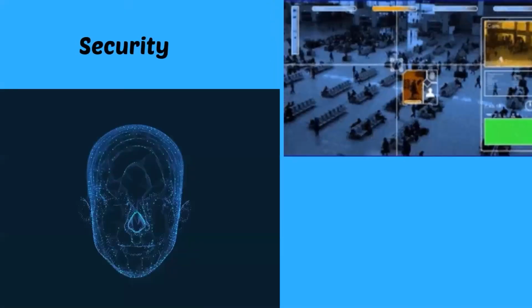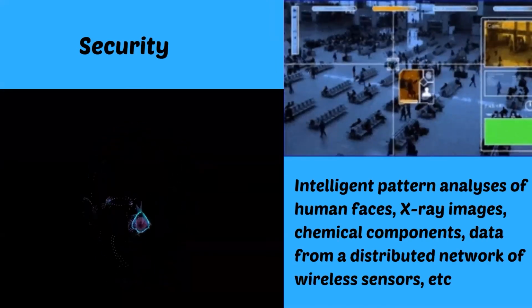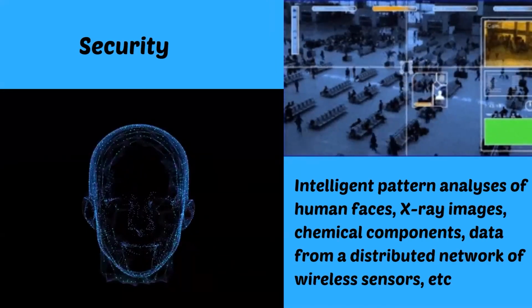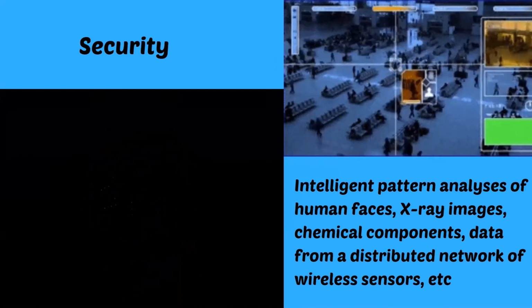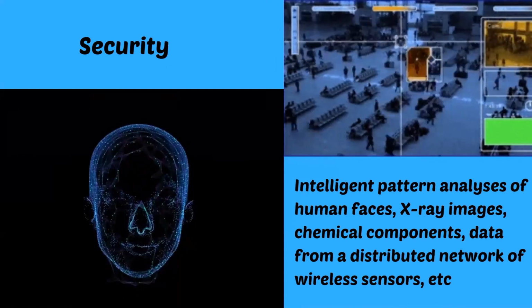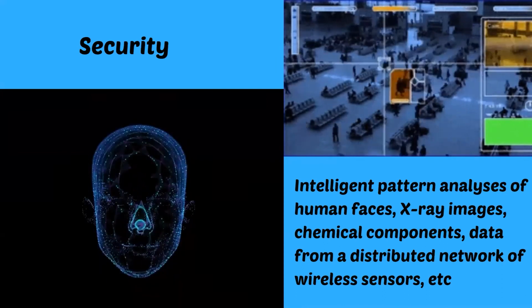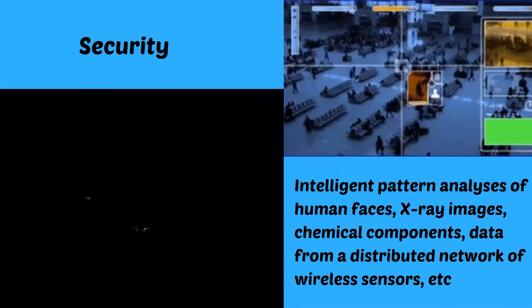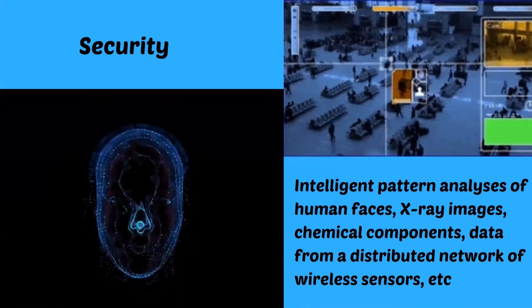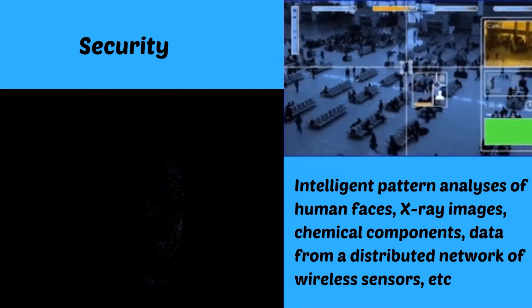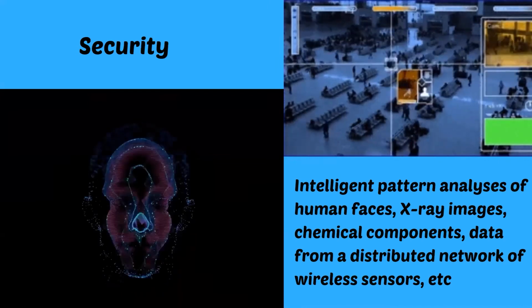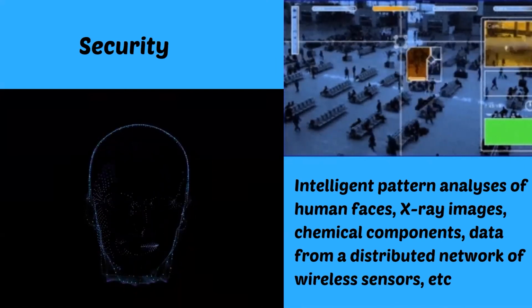So now moving on to the next part, which is security. We can call this homeland security. In pattern analysis, we are using permutation and combination. How will this be used for analyzing maybe human faces in X-ray images, for the working of chemical components and all, for sensors and all, we are using the concept of permutations and combinations.